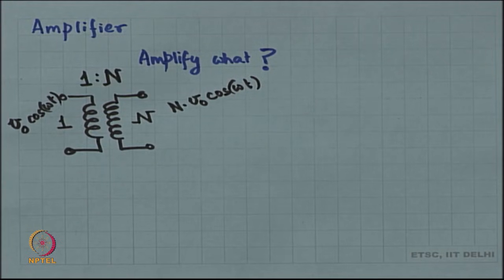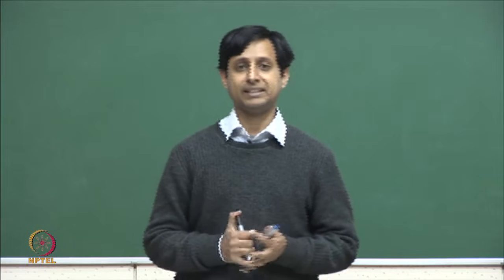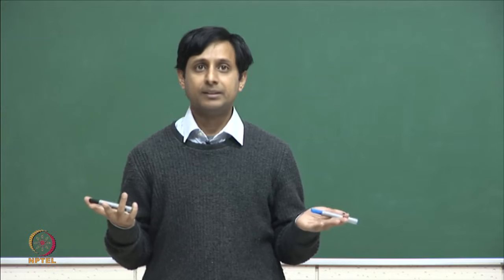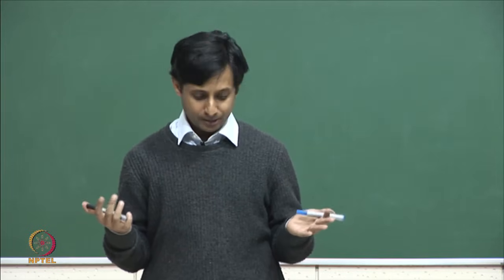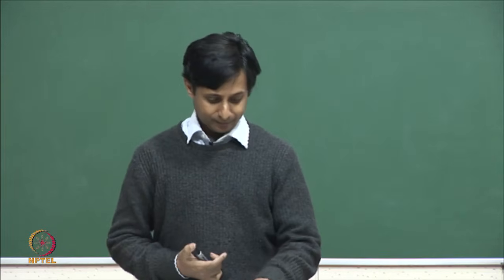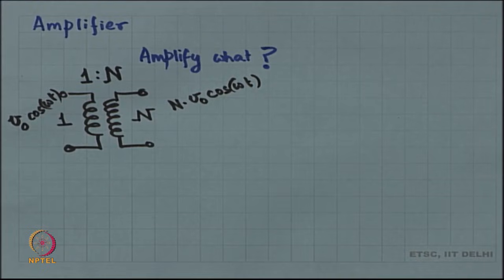Is this transformer an amplifier? Is it an amplifier? Do you think it is amplifying anything? Well, the voltage is increasing. I mean, V naught cos omega t on the primary side, on the secondary side you had n times V naught cos omega t. The voltage is increasing, but what about the current?